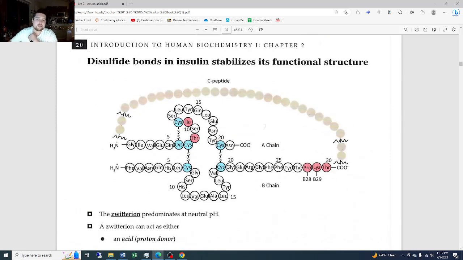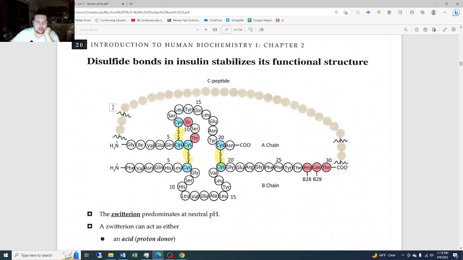For example, insulin. As we know, insulin in the body, you'll learn a lot about insulin in your physiology courses in trimesters 2 and 3. But you can see how all of these are bound together to form our insulin. And we use the disulfide bonds in insulin for its stability and its structure. So you can see all through here, disulfide bond, disulfide bond, disulfide bond, to maintain the proper structure of our insulin.